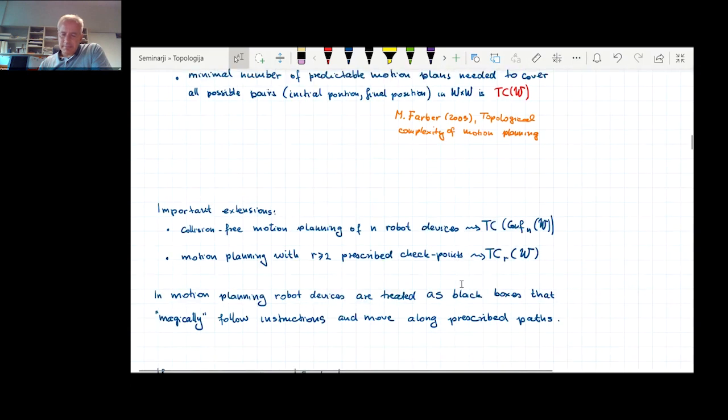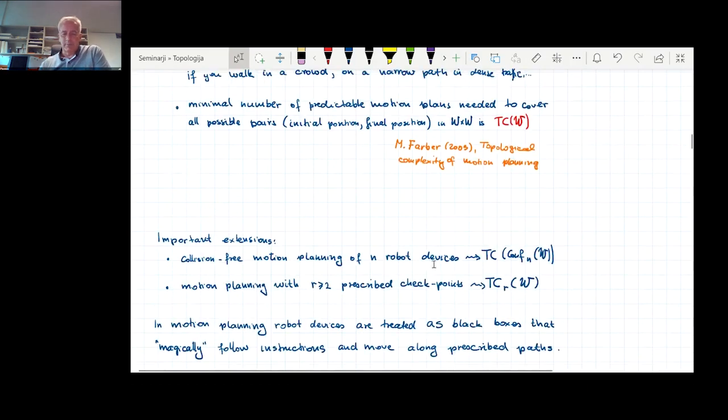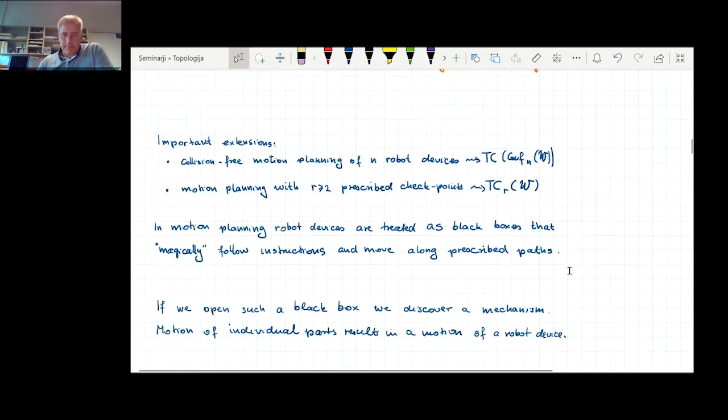Okay, so one of the things here is that in motion planning, in this Farber sense, each device is essentially treated as a black box. So you just prescribe the initial and the final point. You don't really care how the machine actually moves from one point to the other. So somehow you give it instructions and the machine follows the instructions, and how it performs this task is not part of your consideration.